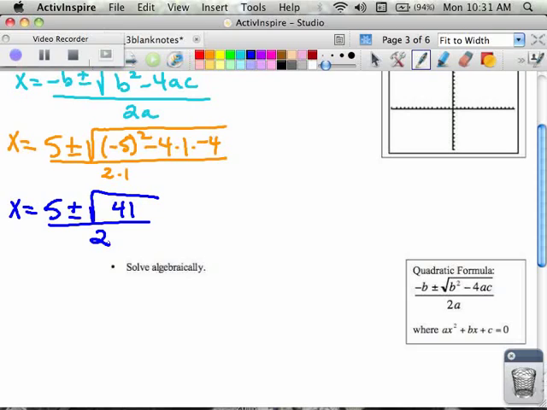Yes, sir? So would you like us to make the approximation or write out the answer? Great question. Me personally, if it doesn't tell you, I don't care which one it is. But I know for a fact that on our test, we're going to tell you to solve algebraically. So that means you should write out the whole answer.